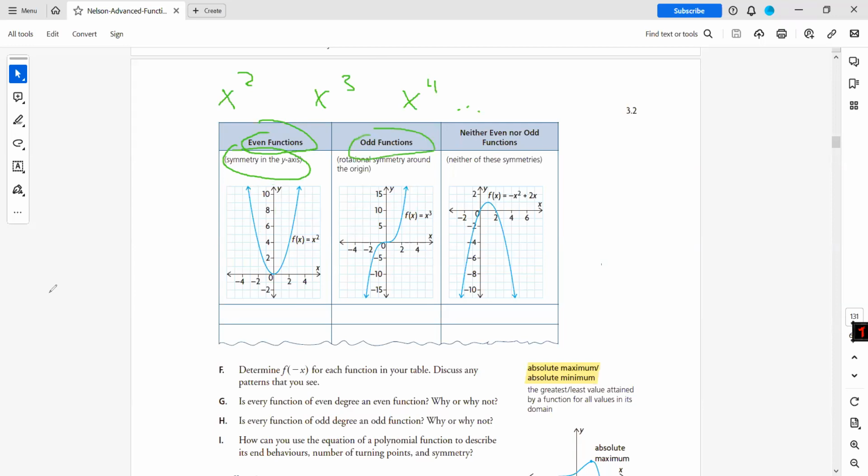For odd functions, they have another type of symmetry. They have rotational symmetry around the origin. So basically, if you mirror each point over the y-axis, like this, at a 45-degree angle, you're gonna get this rotational symmetry.